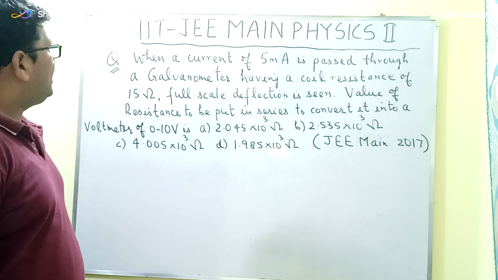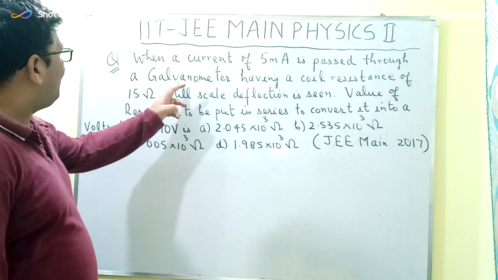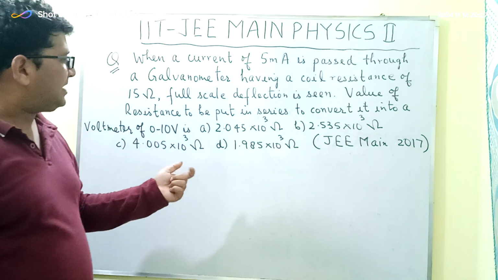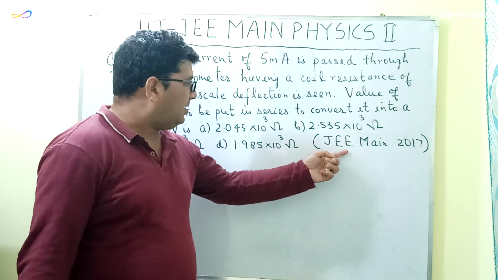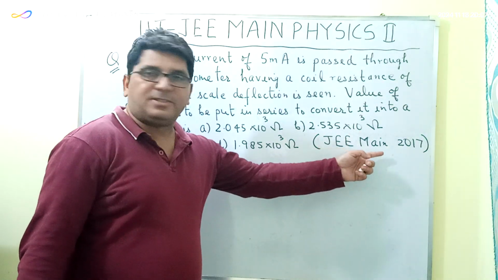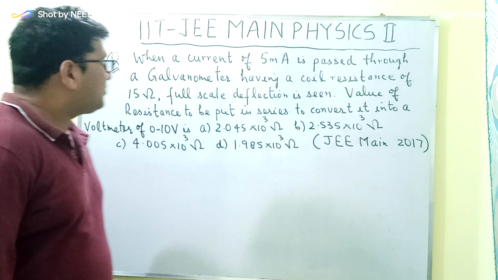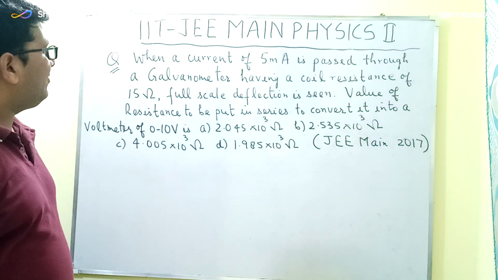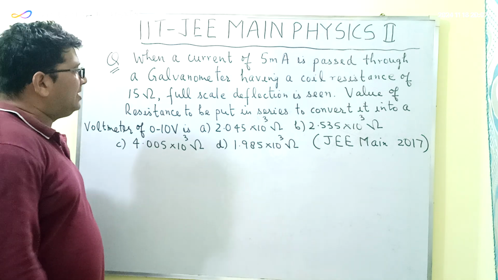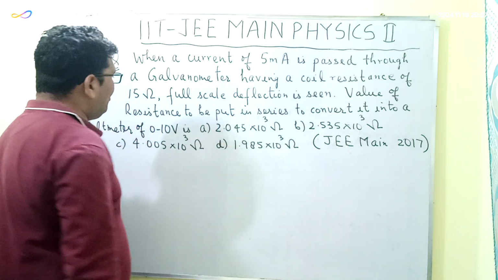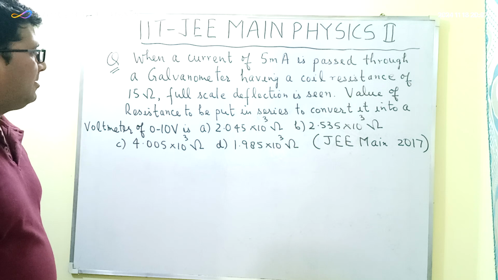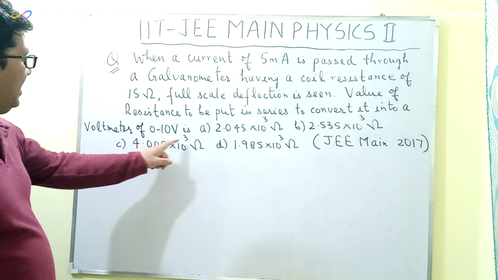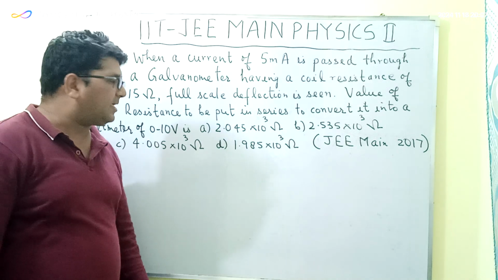The topic for today's session is the conversion of a galvanometer into a voltmeter. Based on this topic, I have selected one question which was asked in the IIT-JEE Main examination in the year 2017. The question is: when a current of 5 milliampere is passed through a galvanometer having a coil resistance of 15 ohm, full scale deflection is seen. The value of the resistance to be put in series to convert it into a voltmeter of range 0 to 10 volt is. There are four options here and we have to find the correct one.